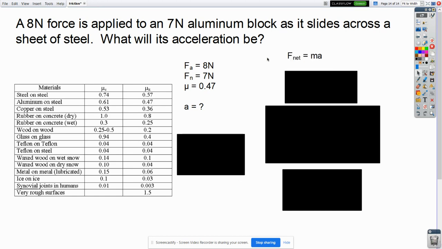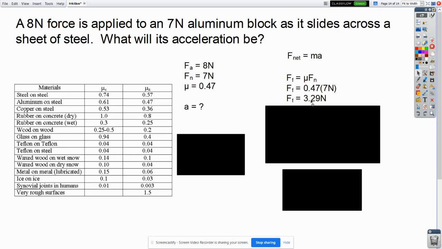This is the acceleration equation. And the acceleration equation tells us that the net force is equal to the mass of the object times its acceleration. Well, we don't have the mass of the object, and we don't have the net force, so there's not much we can do with that equation yet. We're going to have to start with the force of friction, figure out what it is, because that's really all we have enough information for. We have a normal force, we have a coefficient of friction, we can do this calculation. Coefficient of friction times normal force, 0.47 times 7 is 3.29. That's the force of friction.